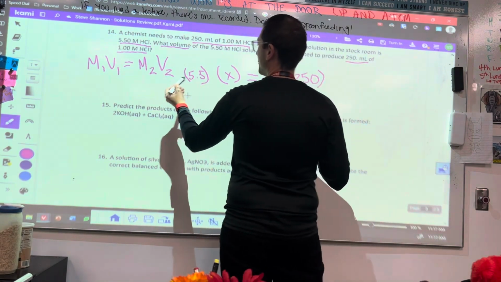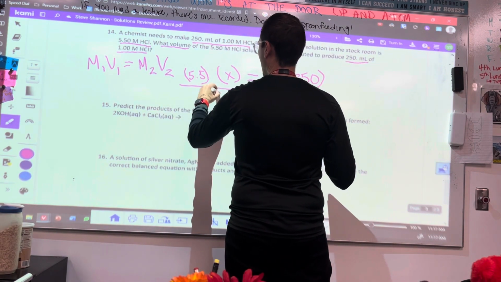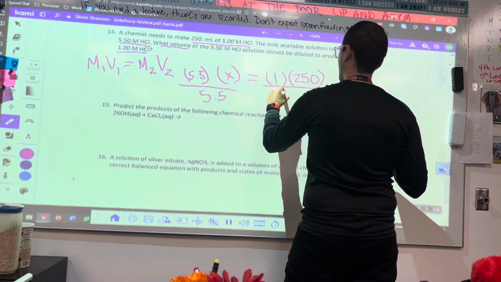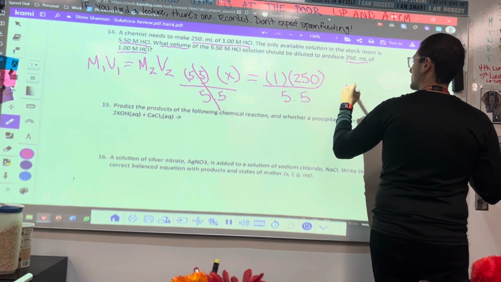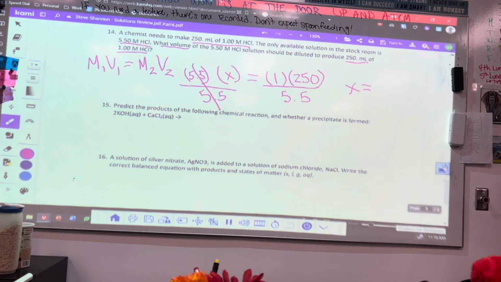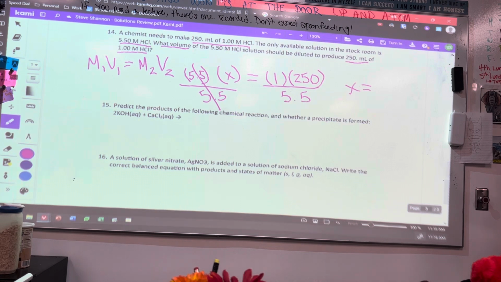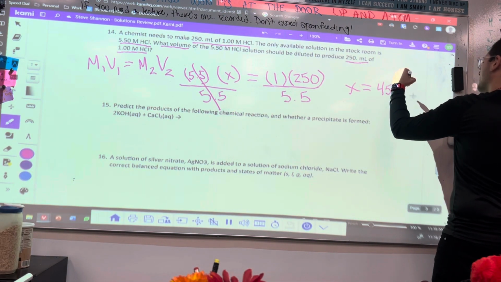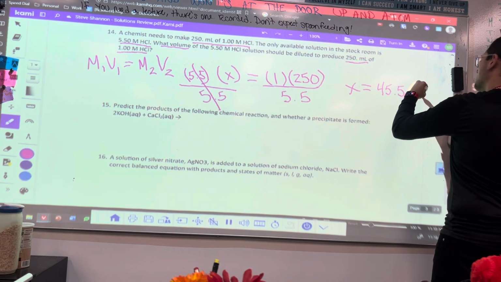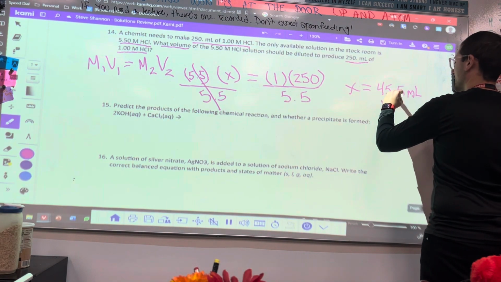So all I have to do now that I'm set up is divide by 5.5 on both sides to get X by itself. So when I do that, X equals 1 times 250 over 5.5. I'm going to need about 45.454545, so 45.5 milliliters of HCl.